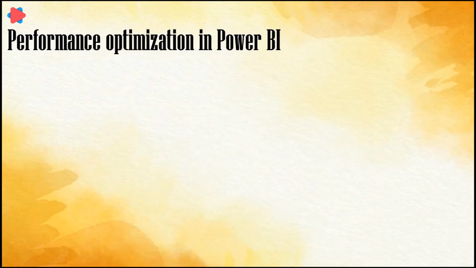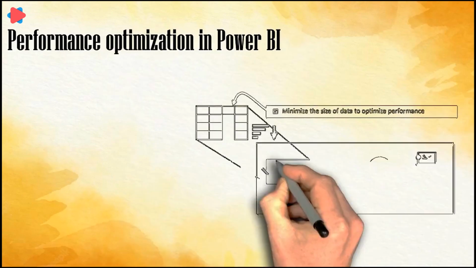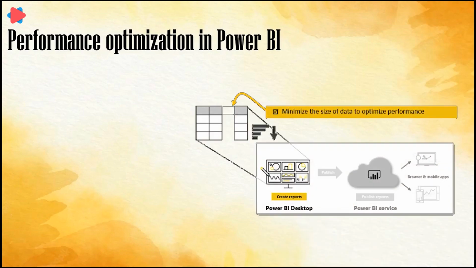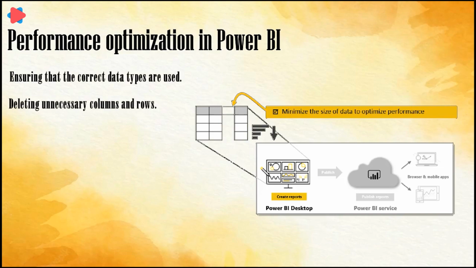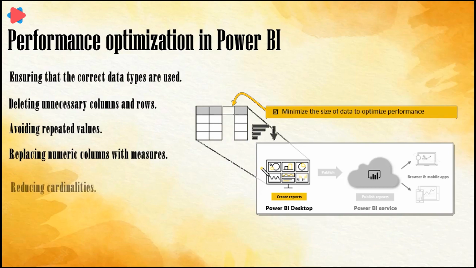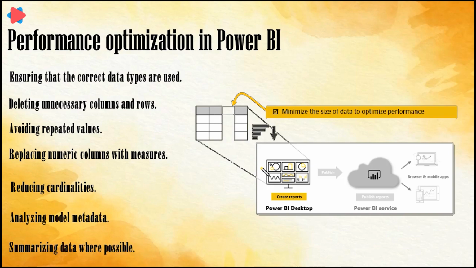Today we're going to talk about performance optimization in Power BI. Performance optimization, also known as performance tuning, involves making changes to the current state of the data model so that it runs more efficiently. Essentially, when your data model is optimized, it performs better. A smaller size data model uses less resources and achieves faster data refresh, calculations and rendering of visuals and reports.